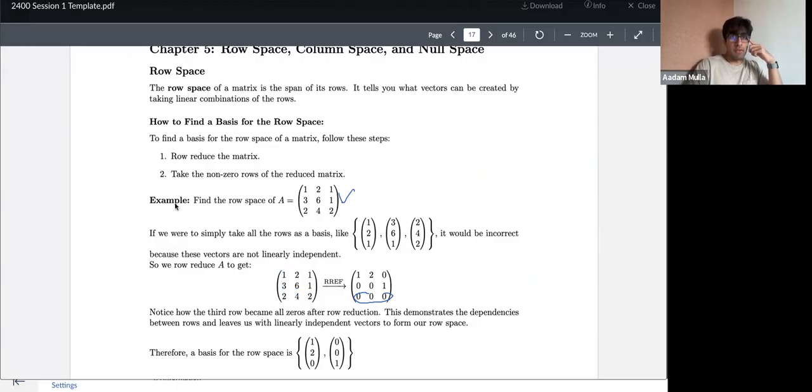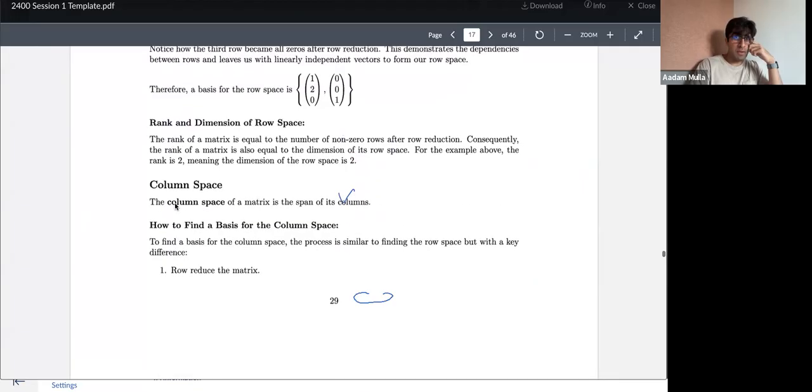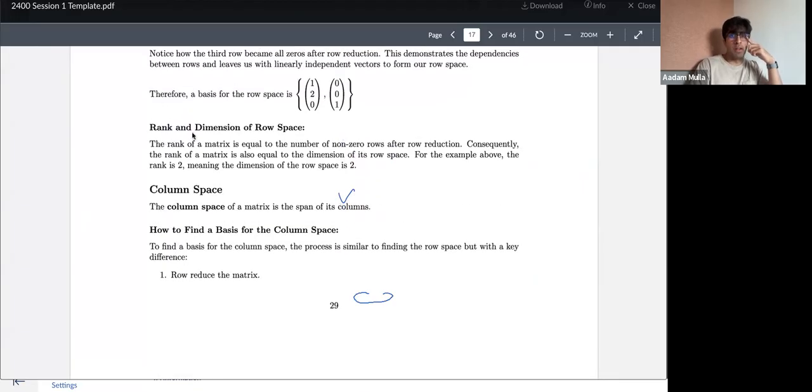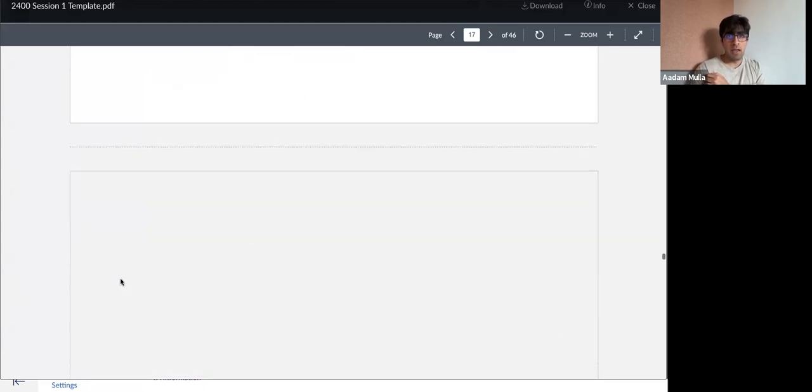Okay, similarly for the column space, a little bit extra. The rank of a matrix is the number of non-zero rows. We already talked about that. And so the rank is also the dimension of the row space. So those are equivalent, right? Because the number of non-zero rows you have left, that's the rank. That's also the number of vectors that are going to go in your row space basis. So that's the dimension.